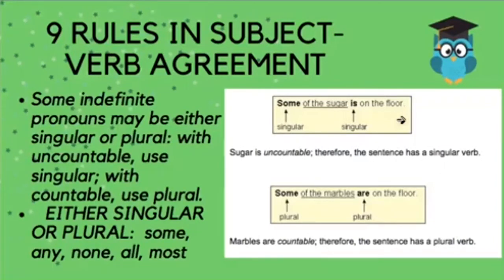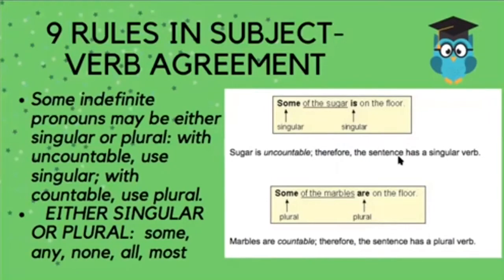The next sentence is some of the marbles are on the floor. Why did you use are this time? Because marbles is countable. All right, so marbles are countable. Therefore, the sentence has a plural verb. Marbles are countable again. So that's why you have the verb in the plural form.